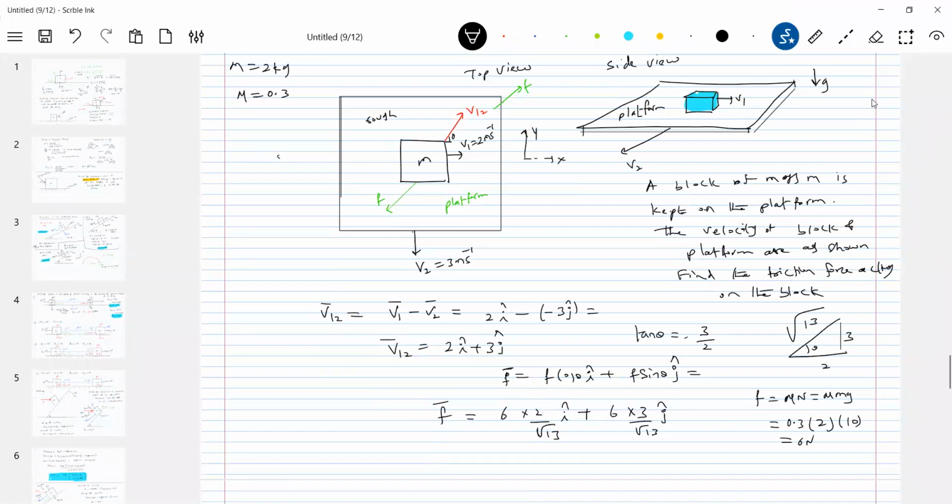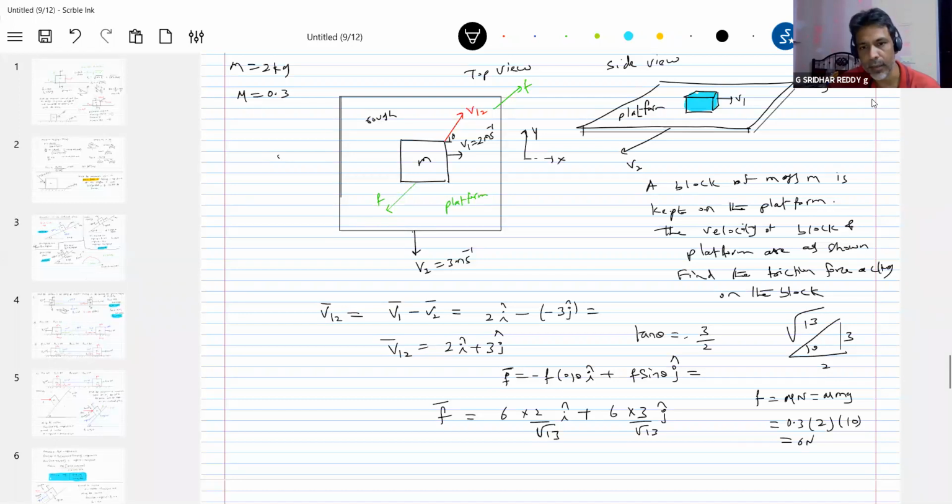Sir, shouldn't the friction be negative, sir? Minus and minus. This is in the third quadrant, right? That's minus of. Okay, this is on the block, no? On the block, it should be like this. Then on the platform, what will it be? On the platform, you have to make it positive. The question asked on the block. If they ask you platform, then you have to make it positive. On the platform, it should be opposite of this.